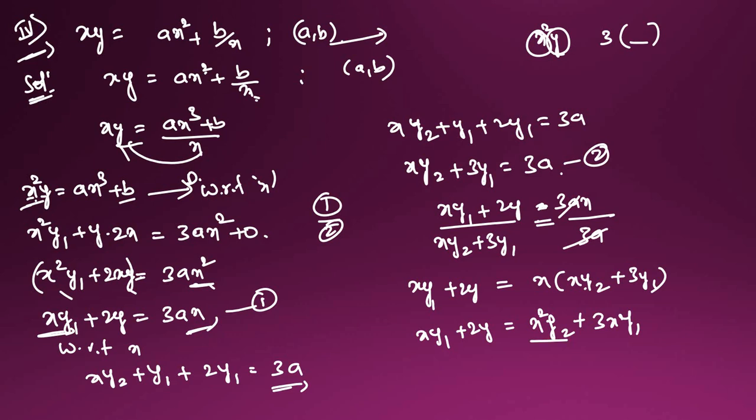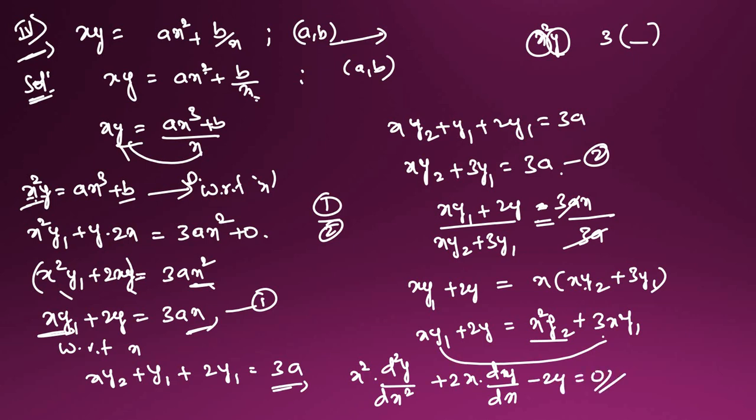This x square into y2 means d square y by dx square, I'm writing like that. After that, 3x y1 goes to this side, and it will become plus 2 into 2x into y1, where y1 is dy by dx. And this 2y will go there, so it will become 2y is equal to 0. So this is the answer of the given question.